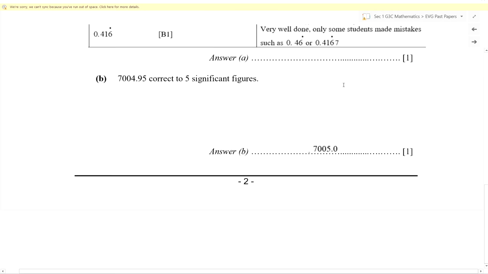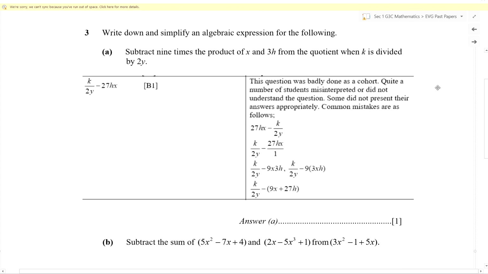Next, 5SF, this was generally well done. You have to include the 0.0. Next page. Okay, this was badly done last year.